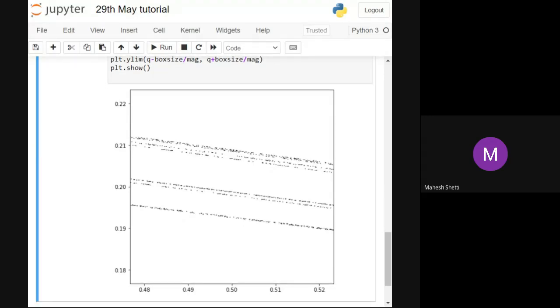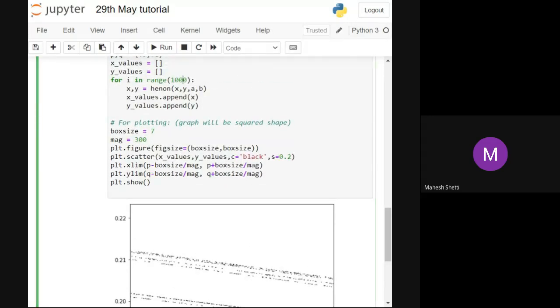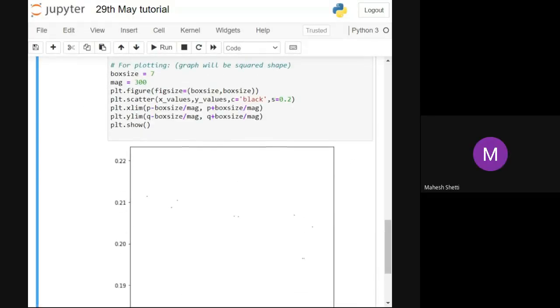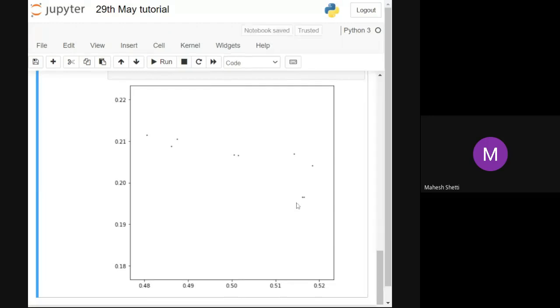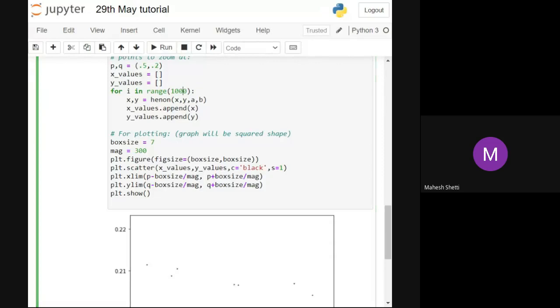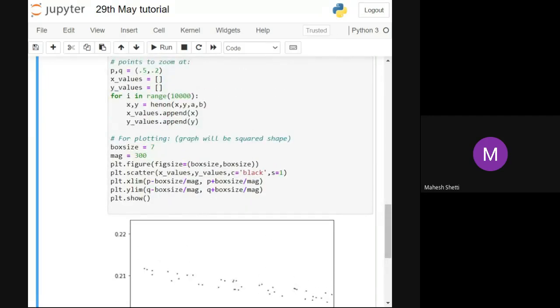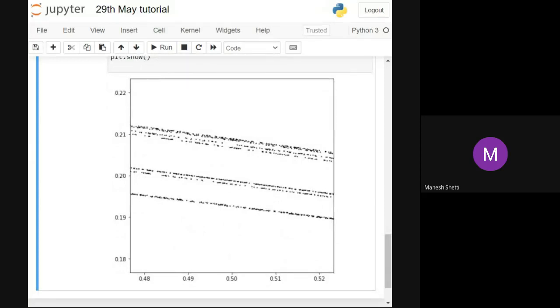And make it now, instead of 1 lakh, make it 1,000. Let's see whether there are any points in this region. Yes, there are some points. Let me increase the size. There are some points. Yeah, so we observe some points. Now make it 10,000. So you start seeing a pattern. Now make it 1 lakh. And the pattern gets filled up. And you can make it 10 lakhs.